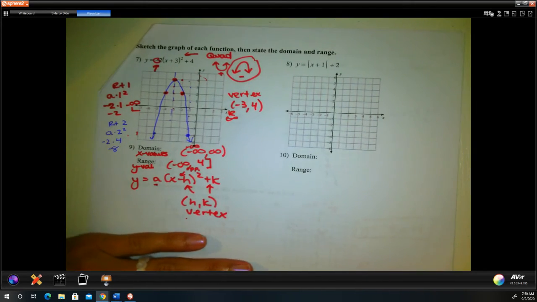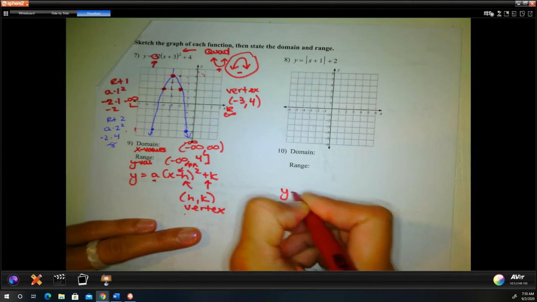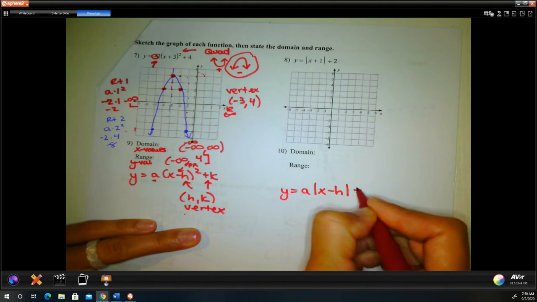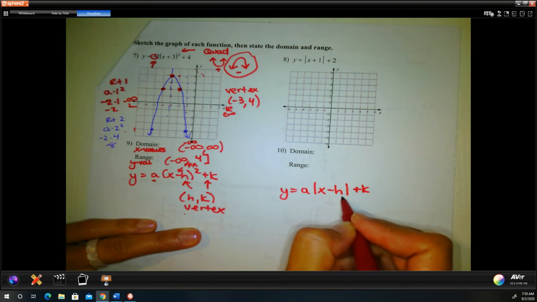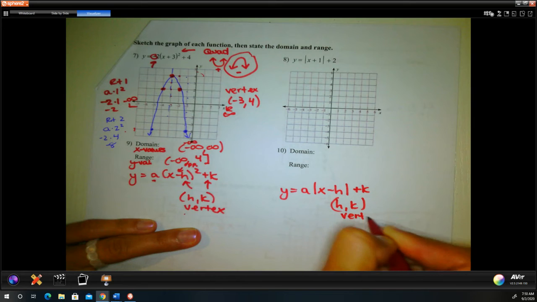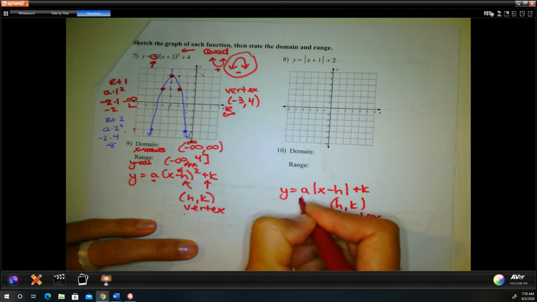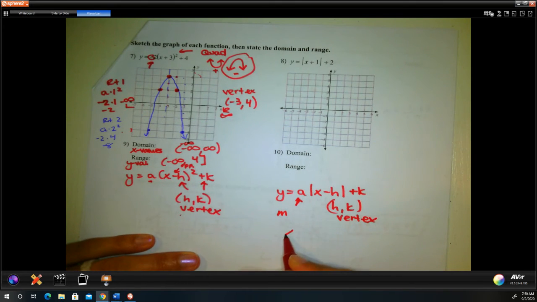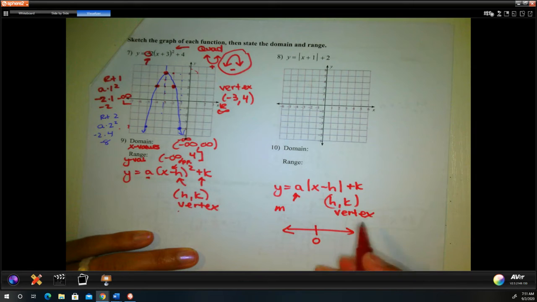Absolute values are very similar. So when we do absolute value, our function is written as a times the absolute value of x minus h, plus k. h, k, again, is your vertex. And this a works similar to a slope in a linear, except absolute value is distance from 0. So if I say I'm 2 away from 0, I could be 2 this direction, or I could be 2 this direction. Not distance, 2 to the right or 2 to the left.